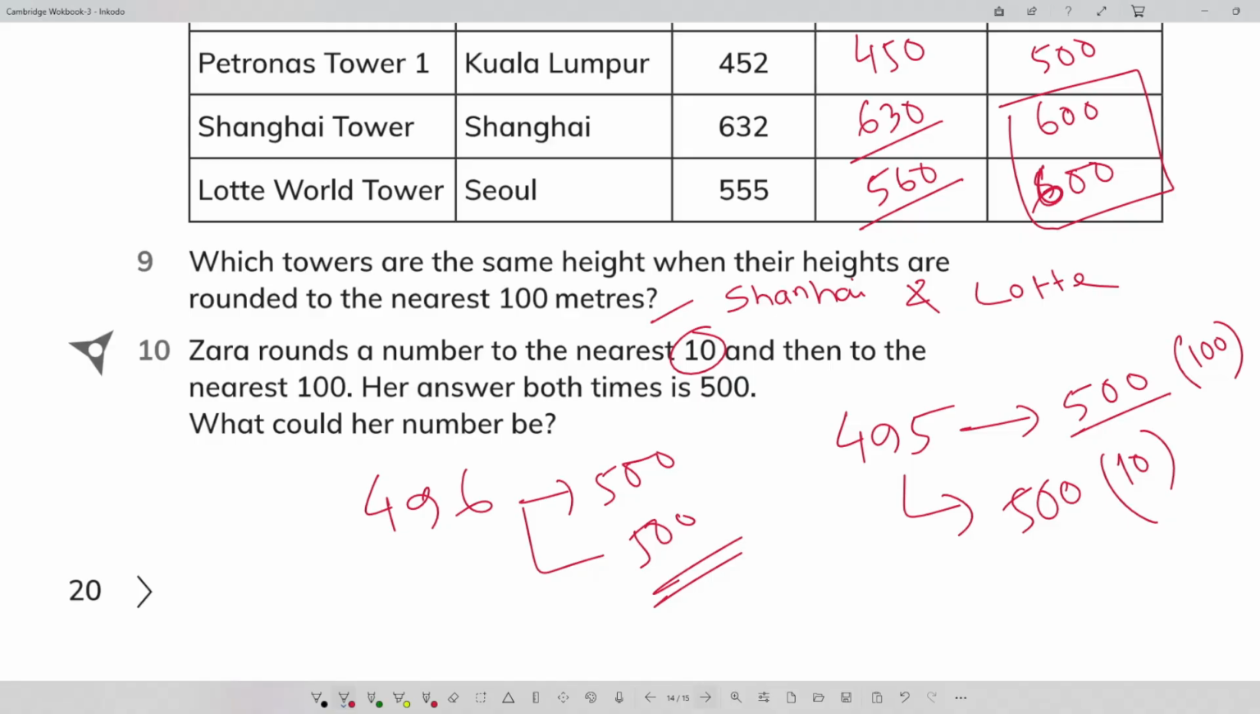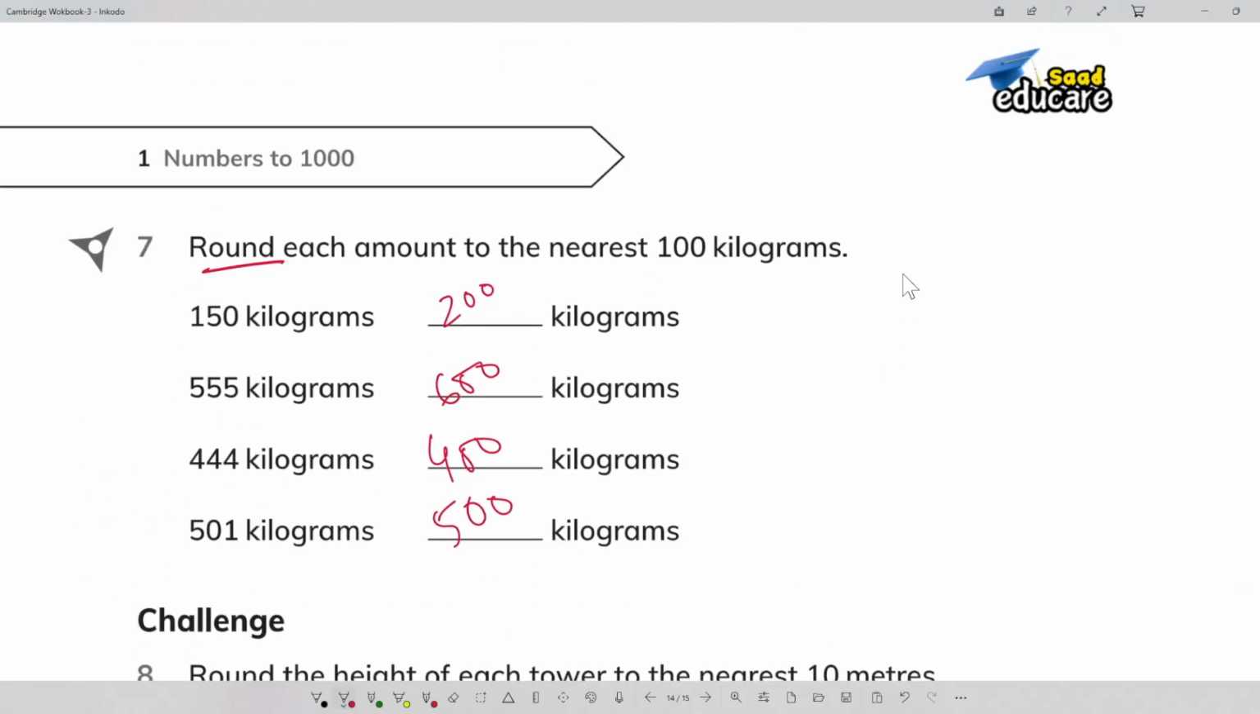I hope you cleared everything. The topic is estimating and rounding numbers, which is very important for examinations. And finally we completed our unit 1, which is numbers to 1000. Please note that I have already completed 3 topics or 3 units of Learner's Book 3; you will get them in the playlist.